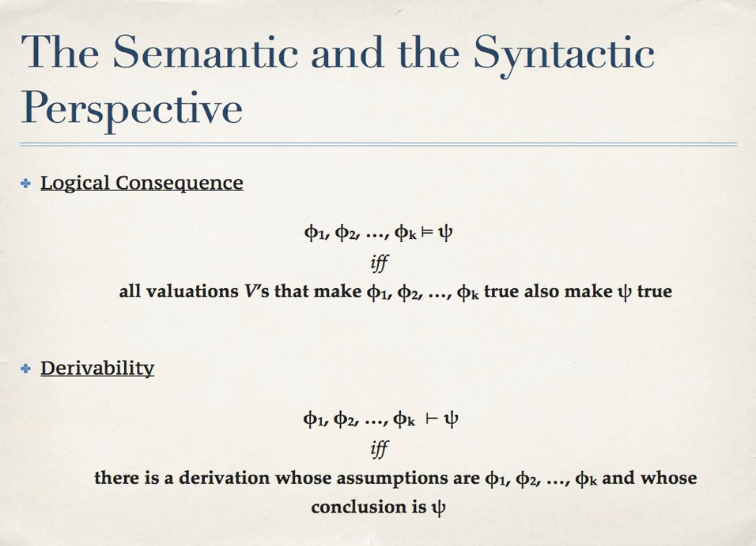So this expression here means that there is a derivation whose assumptions or premises are phi 1, phi 2 up to phi k, and whose conclusion is psi. So the topic of this and the following videos will be to explain how we can construct such derivations and what kind of rules we need to use to construct these derivations.